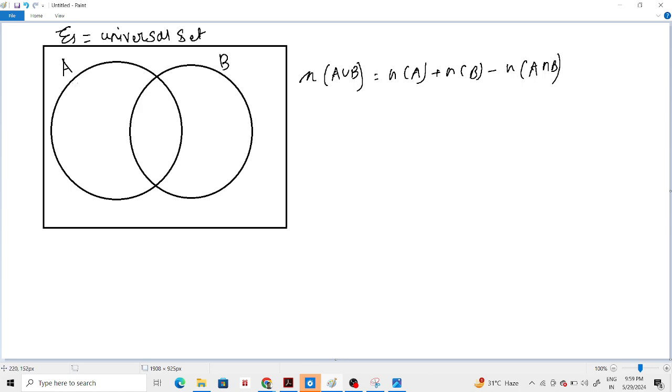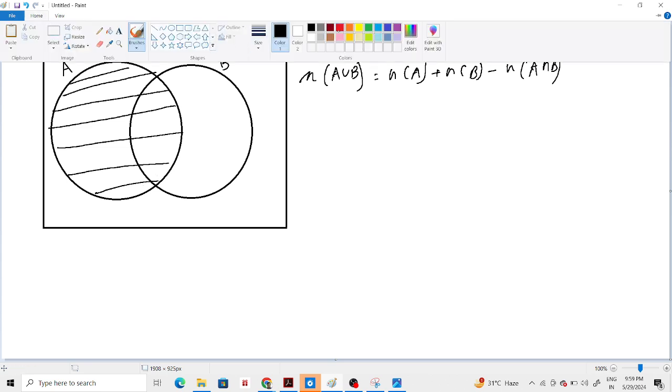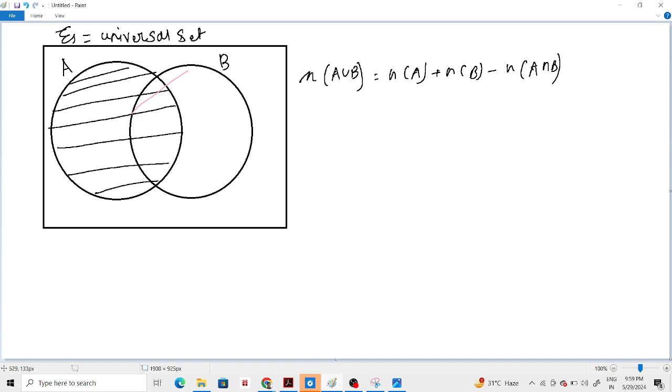What is this? n of A is this whole thing. n of B is this whole thing. Now see, when we are adding these two things, this intersection portion is coming two times, right? So we need to subtract it once. Now this is n of A union B.